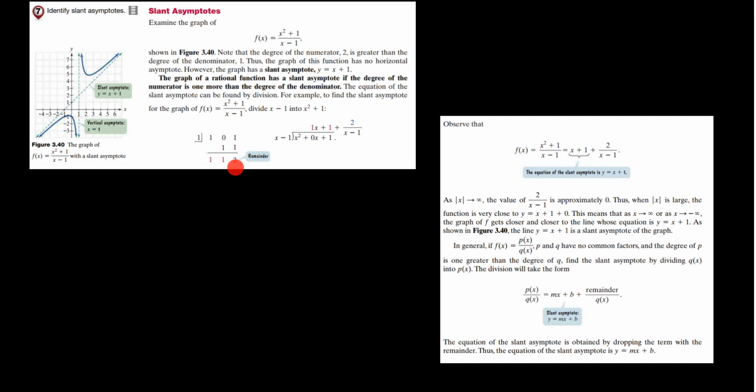With the synthetic division, we end up with the equation 1x plus 1 plus 2 over x minus 1. So this is the equation of my quotient plus remainder over divisor. Observe that the equation of the slant asymptote is y equals x plus 1, and then that's plus the remainder over divisor. We'll talk about that here in a moment. Oh, there it is, remainder over divisor.